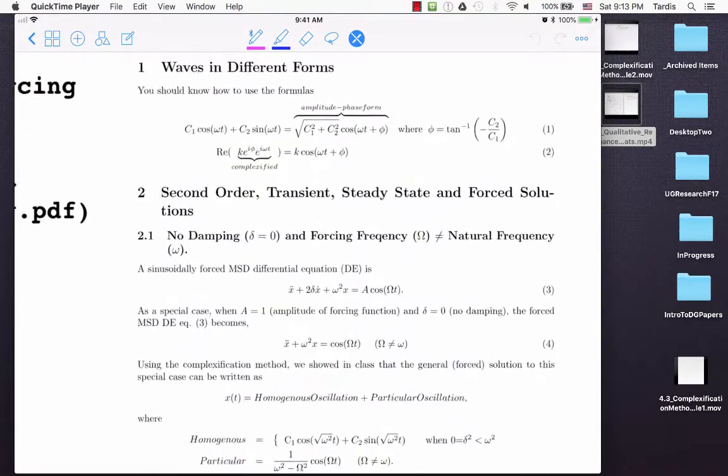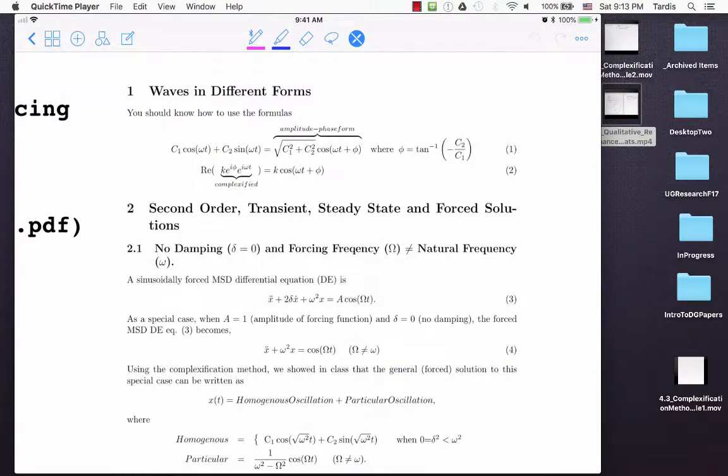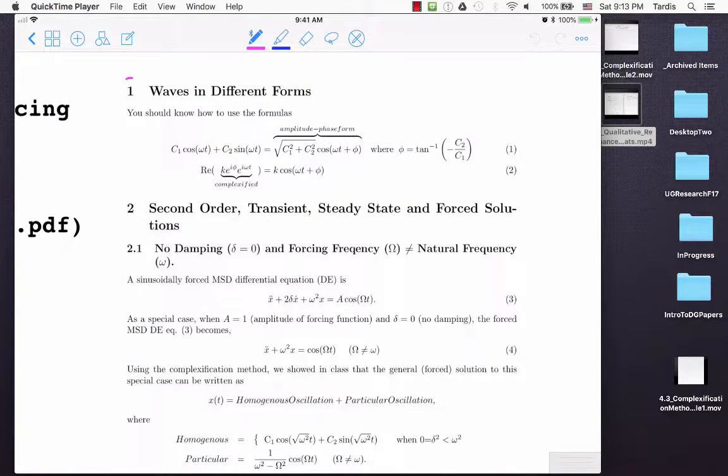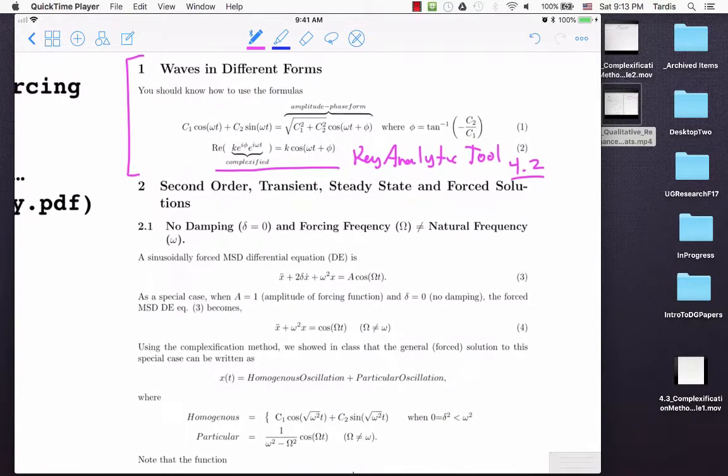Okay, so I'd like to point out some of the highlights. The idea that we've got waves in different forms and we're using the key complexification method formula. This is the key analytic tool. And for practice using that, you should look at the section 4.2 problems.